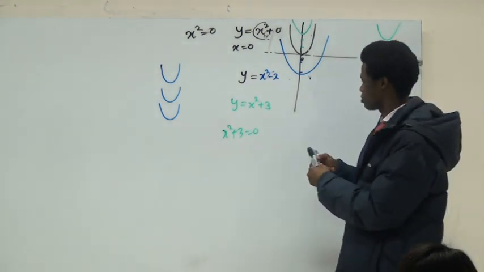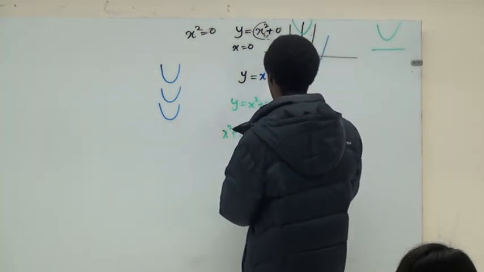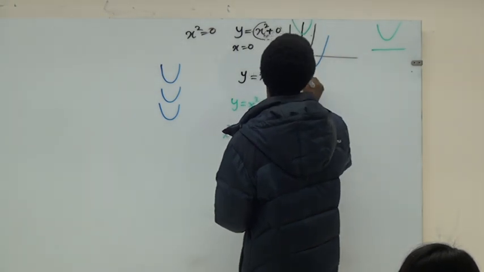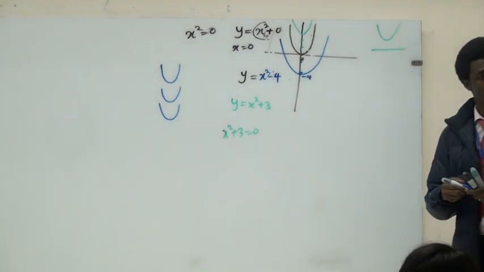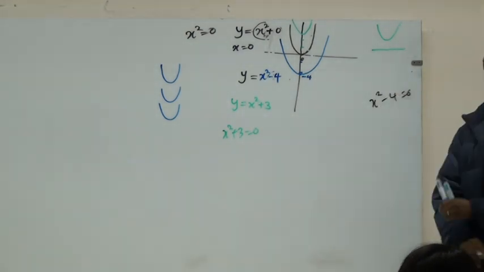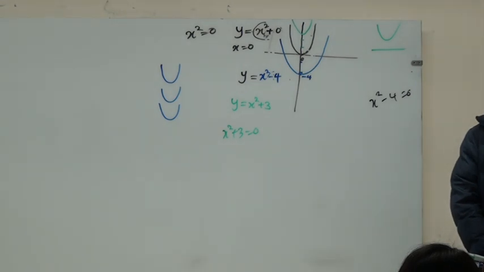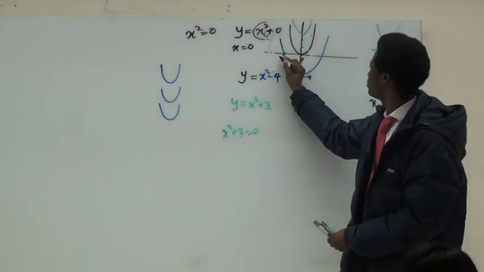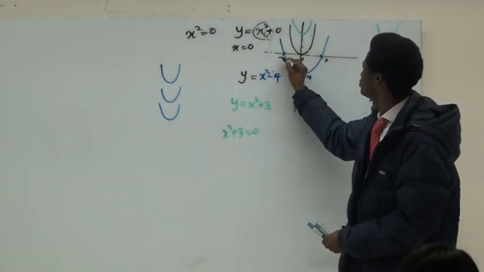So if this was, let me change this to 4 to make life easier. If this was 4, it means this is negative 4. When you solve x squared minus 4 is equal to 0, what do you get? X is equal to 2. No, not complete. Plus or minus 2. That is why this point would be minus 2, and this point would be plus 2.